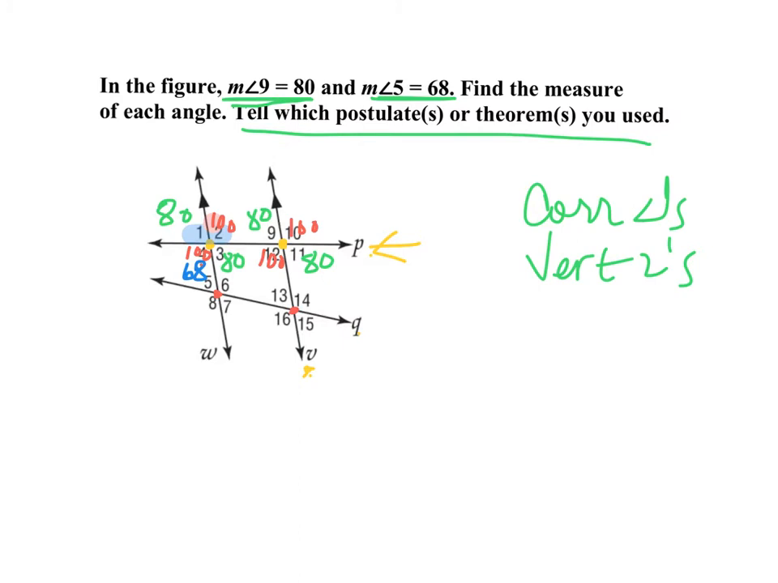So all you have to know is one of the 8 angles and you can figure out all the other angles. So if angle 5 is 68, angle 13 is 68, and angle 15 is 68, and angle 7 is 68. Okay, so now we do 180 minus 68 to find out 112. All the other angles are 112. Any questions?